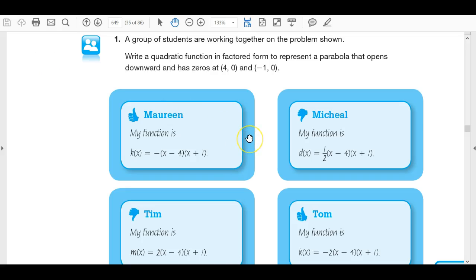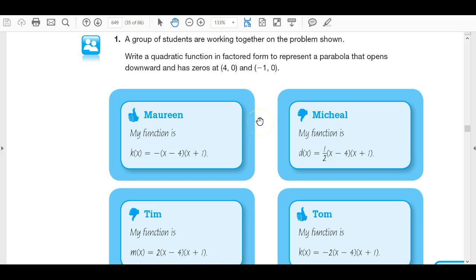I'm going back just a little bit before I start on this lesson here, just to make sure that some of this stuff is remembered by you so we can move forward. Here we had a group of kids. They were being asked to write a quadratic function in factored form to represent a parabola that opens downward and has zeros at (4, 0) and (negative 1, 0).